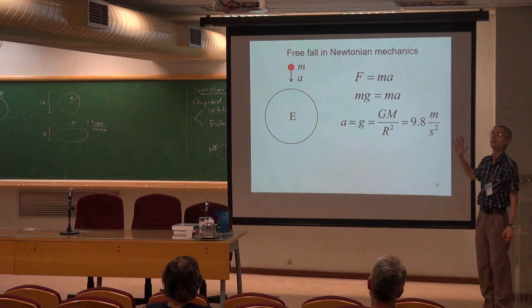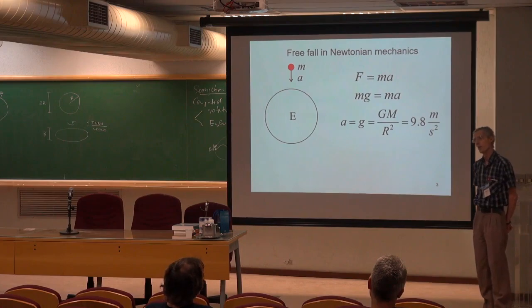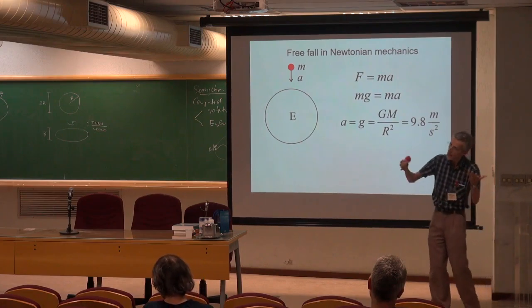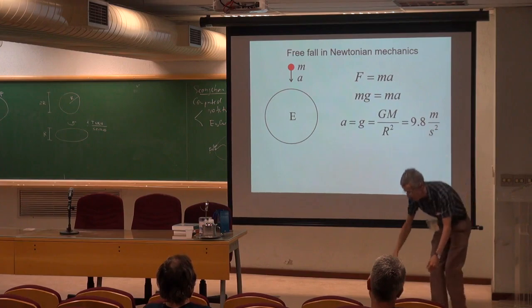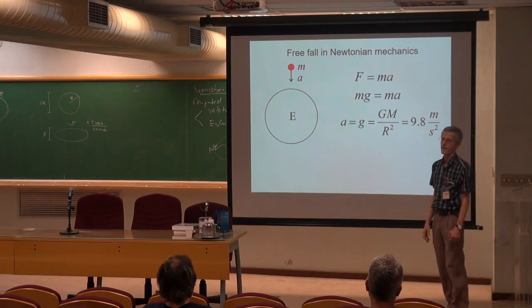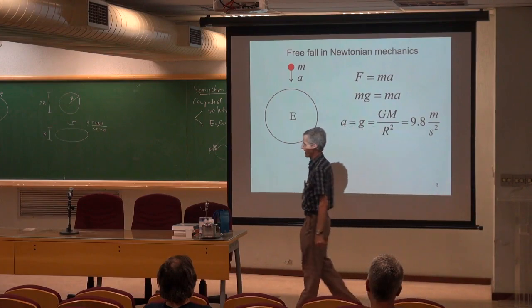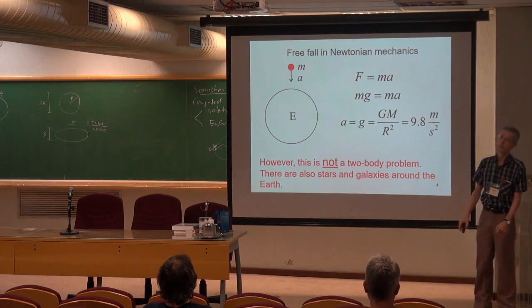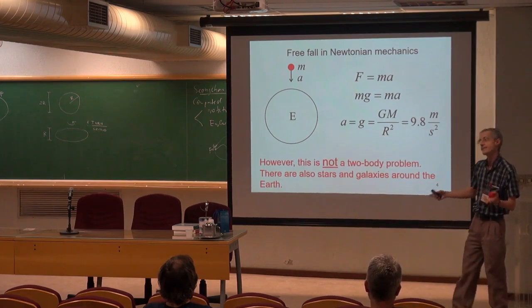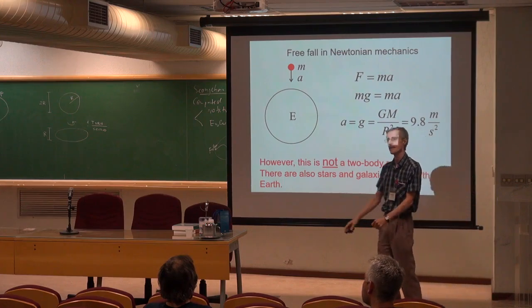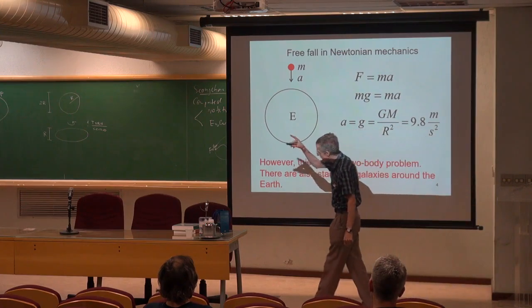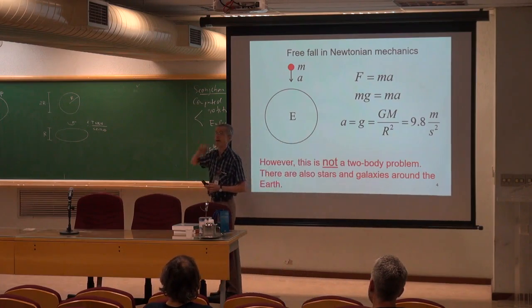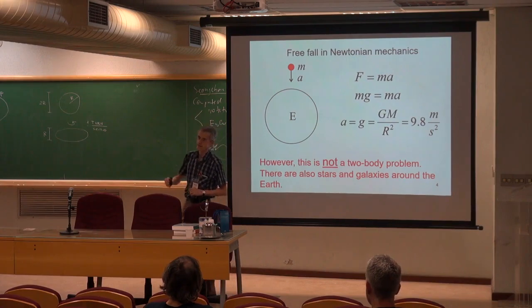No. This is only a mathematical solution of the problem. If we really want to solve the real problem here in nature, this real experiment, this is wrong. Why is it wrong? Because this is not a two-body problem. There are stars and galaxies around the Earth. That Kepler problem is only a mathematical problem. It's not the real orbit of a planet around the sun.